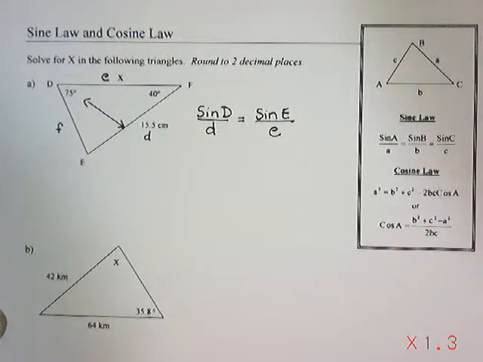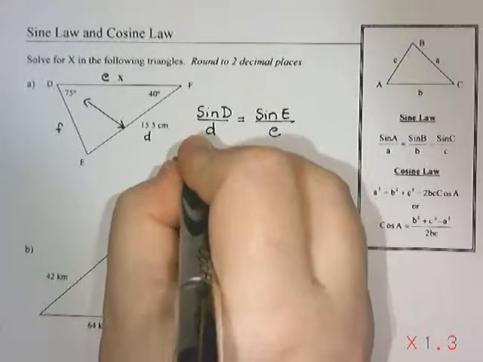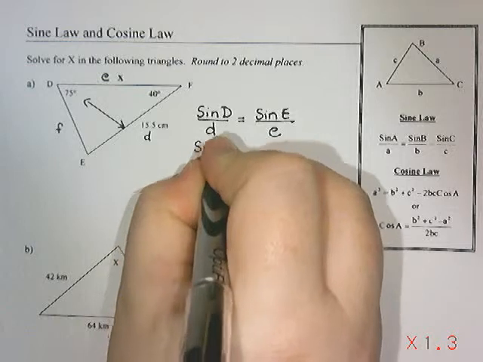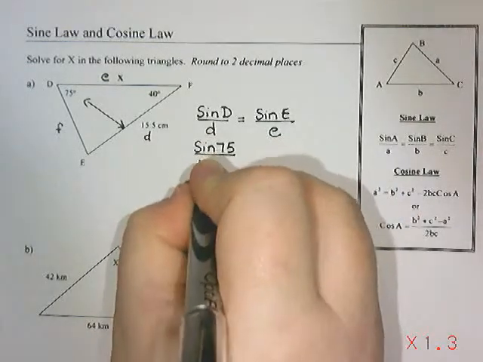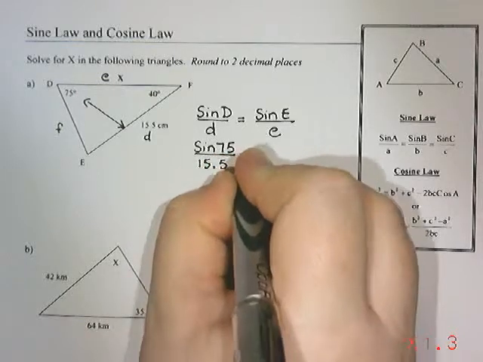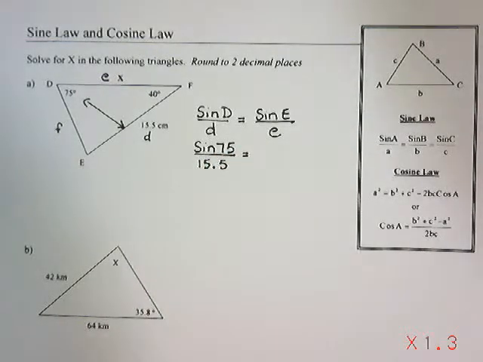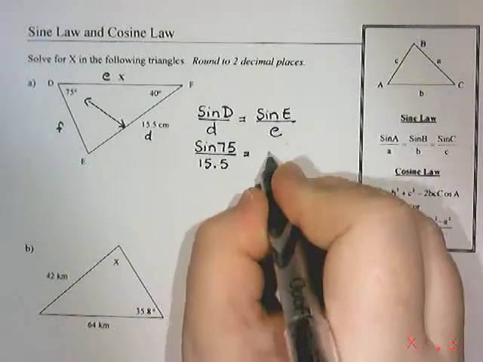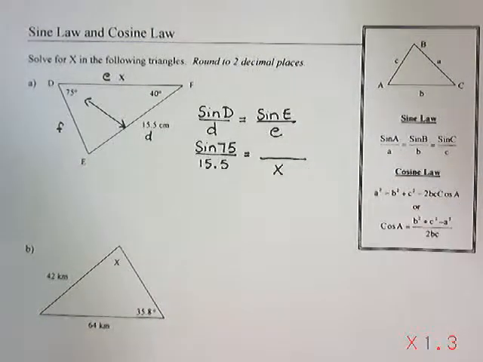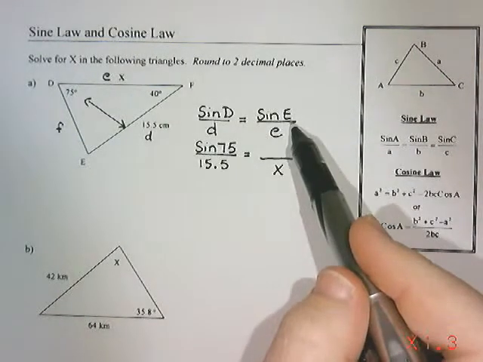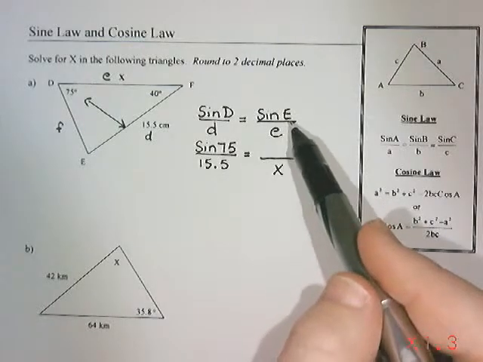Then I'm going to substitute in the things that I know. Angle D is 75, and side D is 15.5. Then I have sine of angle E, which I don't know. That's a bit of a problem, we'll come back to that. Over side E, which is X. You can only solve for one letter at a time when you're using sine law or cosine law, so there really needs to be a way for me to find angle E.